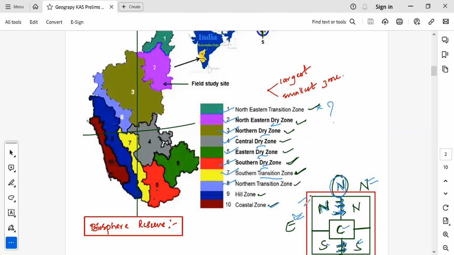And in order to move from coastal to mainland, there are hills, the Western Ghats, which is nothing but the hill zone. Remember it this way. This is the easiest way. Nobody will have taught you. This is how you have to read and remember. 100% every time, questions will come from here.